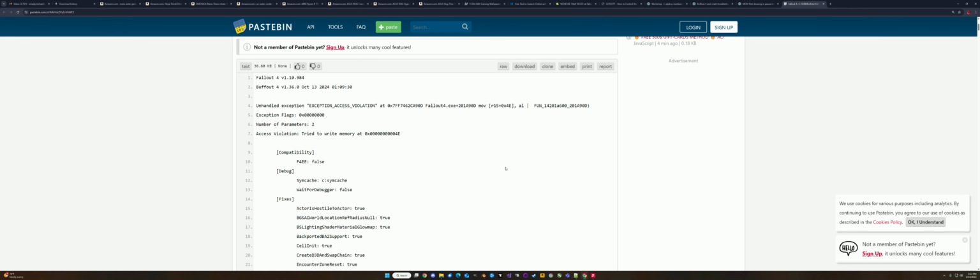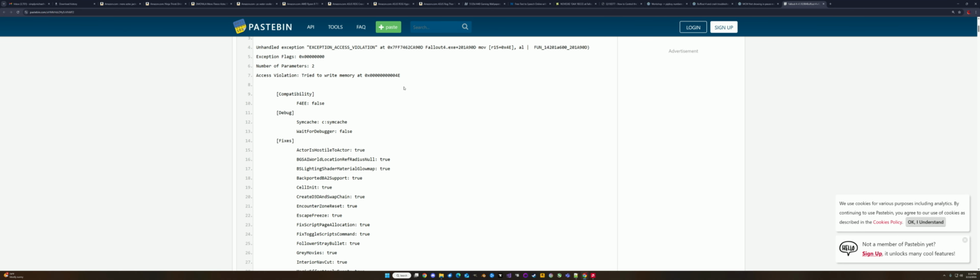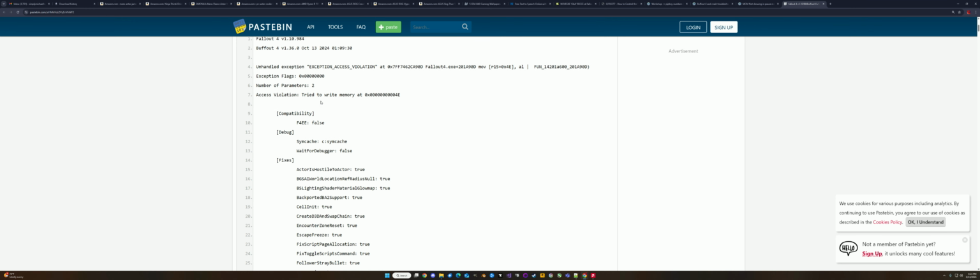Okay, so when you take a look at your log, do you notice up here where it says exception violation, and then it's got tried to write to memory address 4E. 4E is a very, very low number. It's less than 255. The decimal value is less than 255.